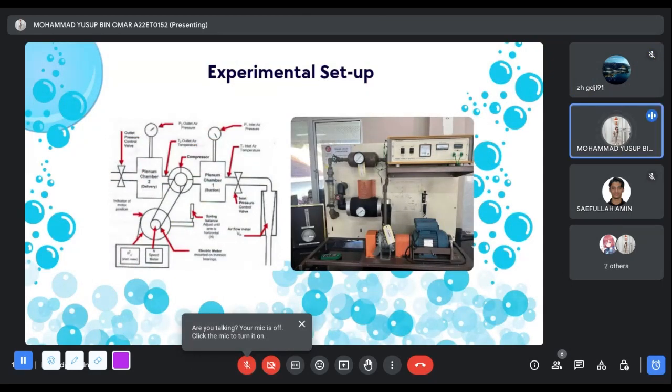Okay, this is the experimental setup that we use in the lab.